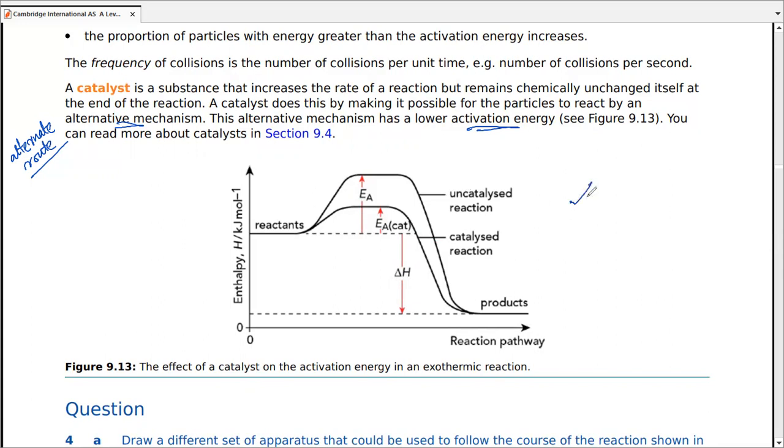So this is a pretty good diagram in order to explain that. The catalyzed reaction requires a lesser amount of activation energy as compared to what the uncatalyzed reaction requires. In both cases the change in delta H remains the same. It's just the height of the bump that changes. Okay, so that is a good way to show how a catalyst acts in a chemical reaction. Now we do understand, and we have been using the definition: increases the rate of reaction, chemically unchanged itself by the end of the reaction.